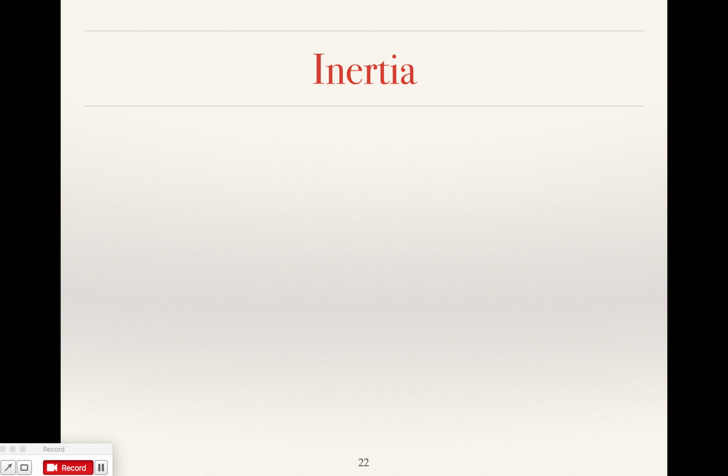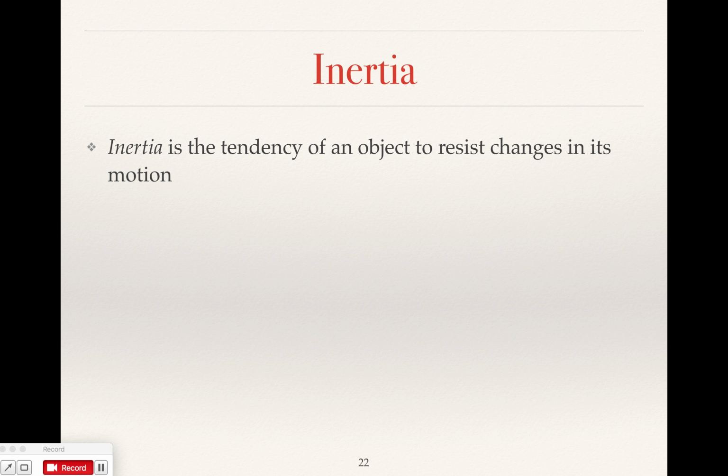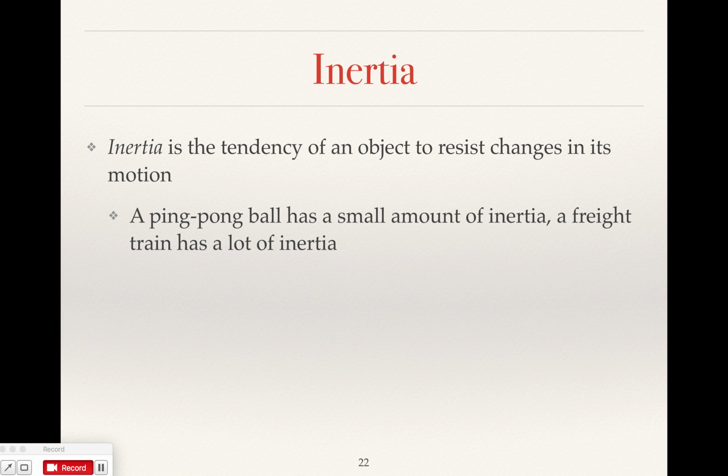All right, one more thing to talk about here: inertia. Inertia is the tendency of an object to resist changes in its motion. For example, if you think about a ping pong ball, it's very easy to change the motion of a ping pong ball, so a ping pong ball has a small amount of inertia. However, a freight train has a lot of inertia, because it's very difficult to change the motion of a freight train.